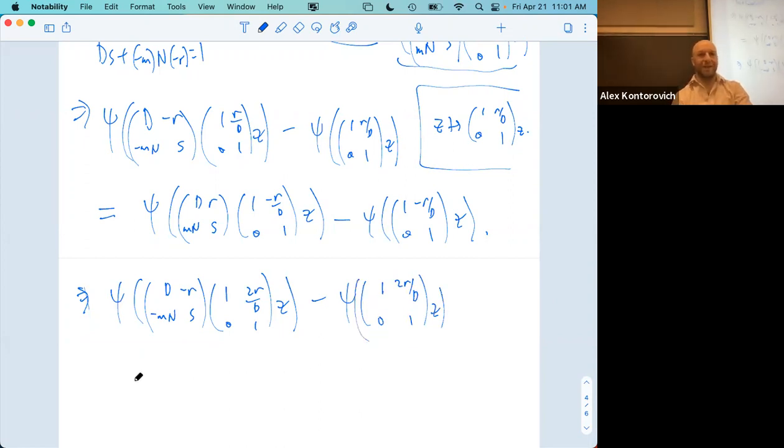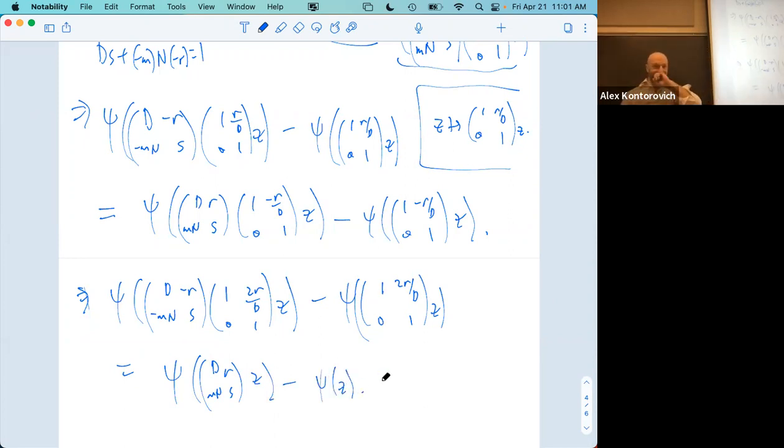And the other one, the ones on the bottom. The one on the bottom have converted into something clean. dr mns. The minus r over d is canceled by the r over d z minus, and this is now just psi of z. The same fractional linear transformations are evolutions of the other half. Yep. Okay, so far so good.